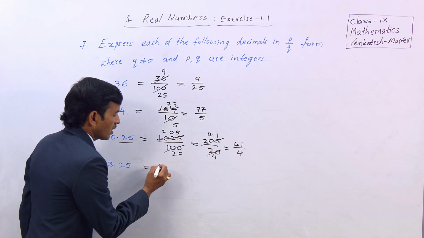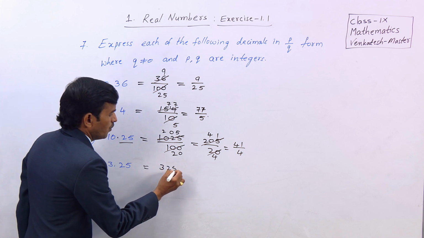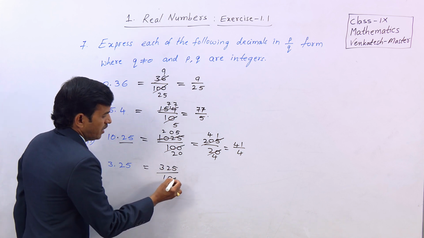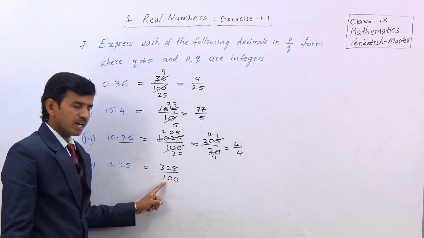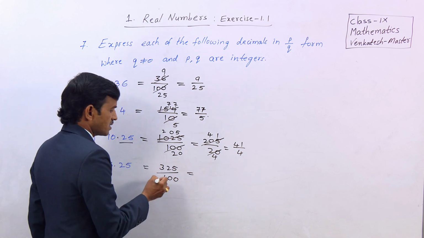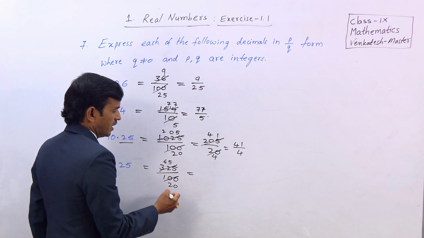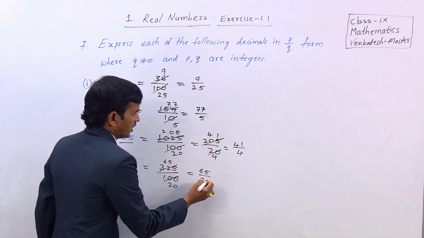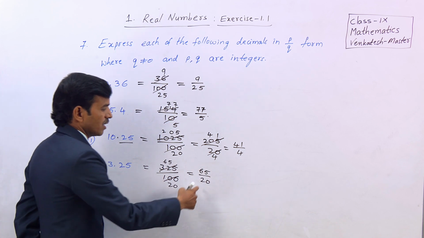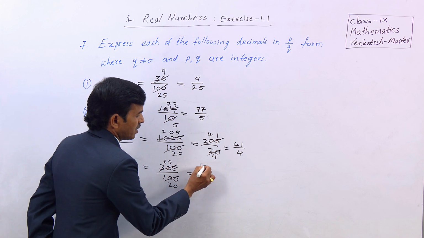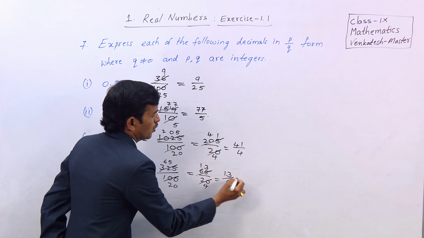Now 3.25. Now you can tell me: 325 by 100. See that as the decimal point is removed, you will get 325 by 100. Now we can cancel this. 5 65s are 325, 5 20s are 100. So 65 by 20. Again we can cancel with 5, as multiples of 5 are there in numerator and denominator. 5 1s are 5, 5 13s are 65, 5 4s are 20. So 13 by 4.